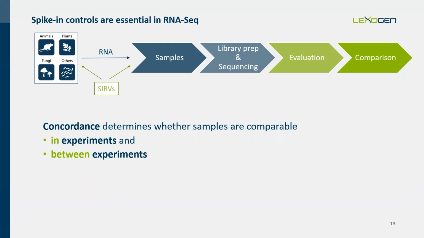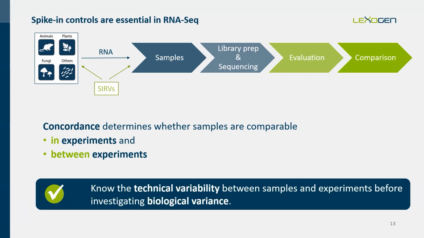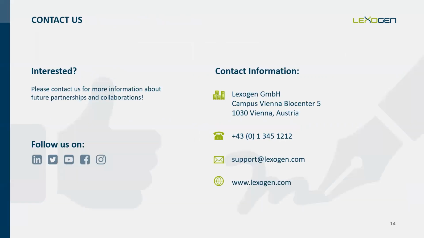Moreover, with spikings, you can evaluate comparability of samples in experiments, but also between experiments. Therefore, you can evaluate technical variability between samples in experiments before investigating biological variants.